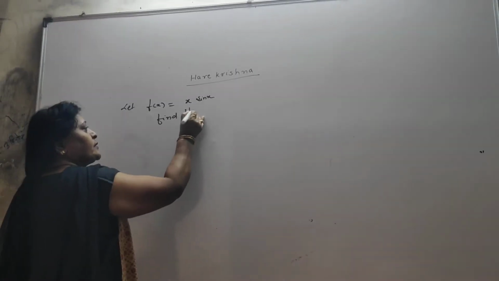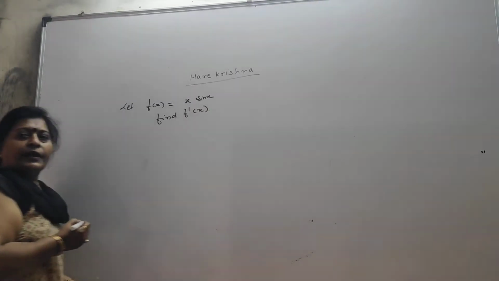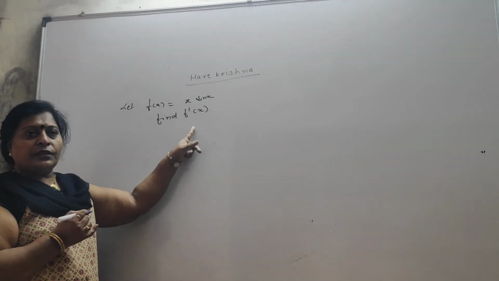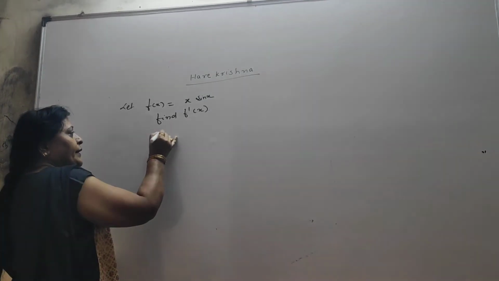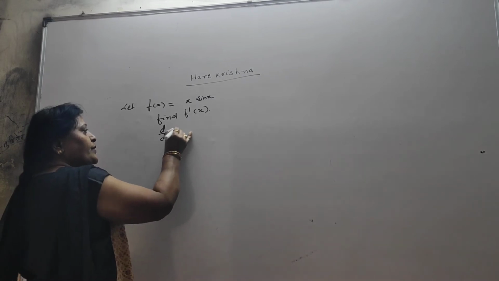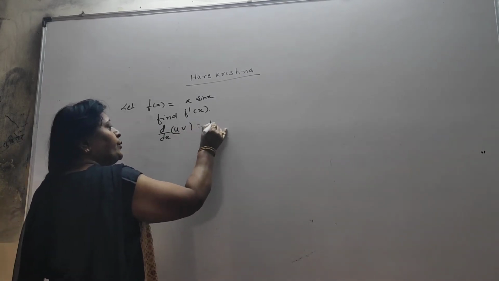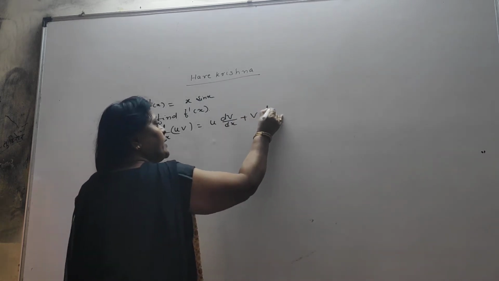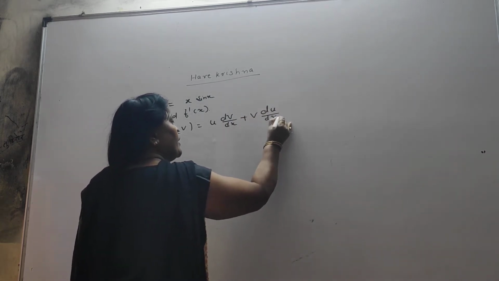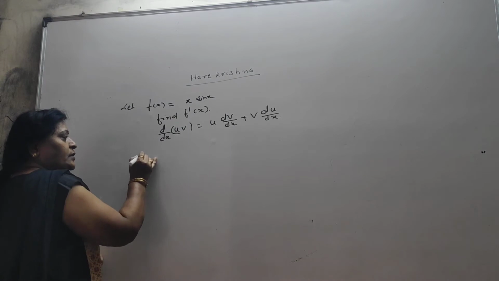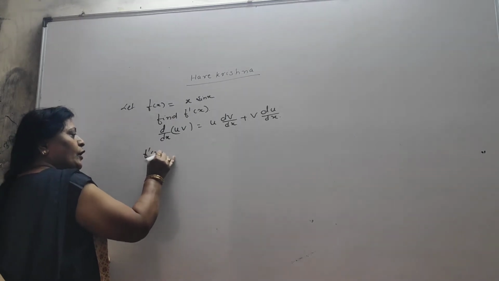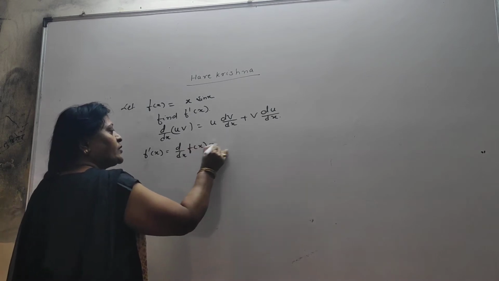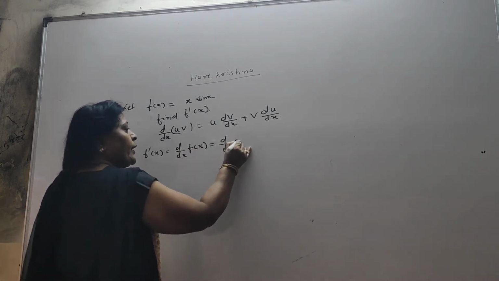Now whenever there is a derivative of a product of two functions, what is the rule here? Suppose there are two functions u and v, then d/dx of uv is u remains as it is, take the derivative of v, plus v remains as it is, take the derivative of u. By using the same rule, f dash x means d/dx of f of x, and f of x is nothing but x sin x.